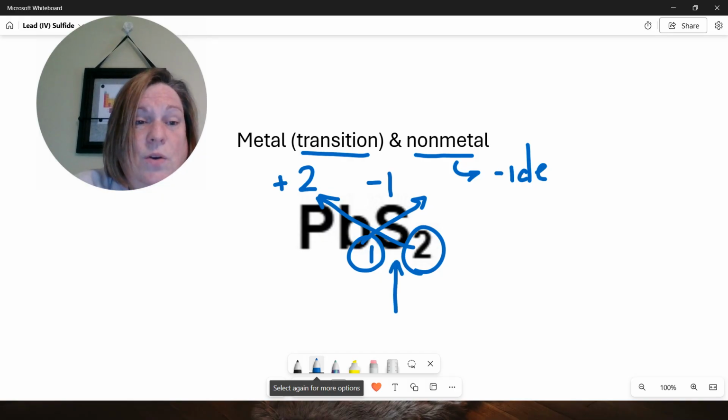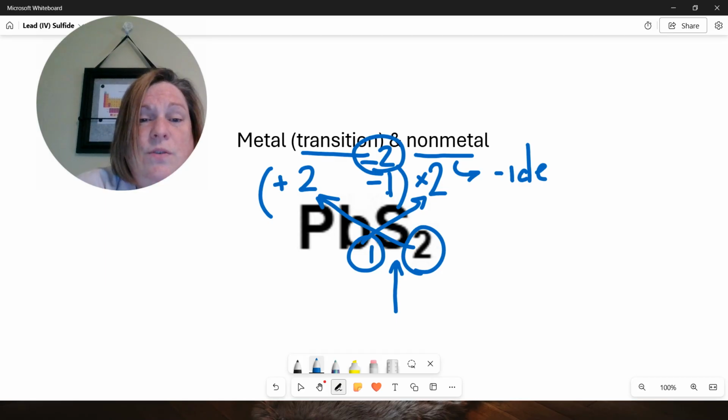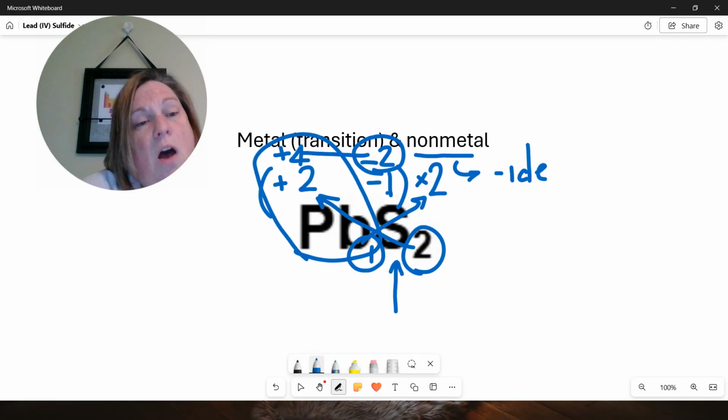Now, go back to your periodic trends for oxidation number charts. Sulfur is found in oxygen's family. The trend for oxygen's family is a -2. So this 2-to-1 ratio has been reduced. I need to return it to its original state. So 2 times -1 is going to give me a -2, which we know that family is going to have. But what I do to one side, I must do to the other. So 2 times 2 is a +4. That means this lead is a +4 oxidation number.